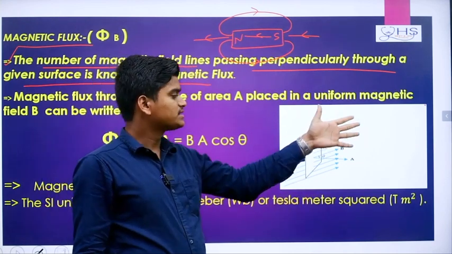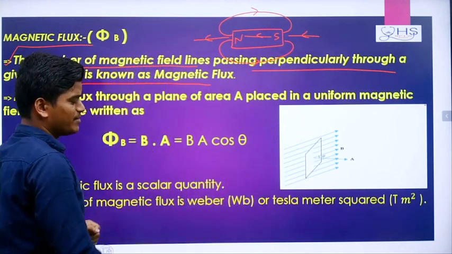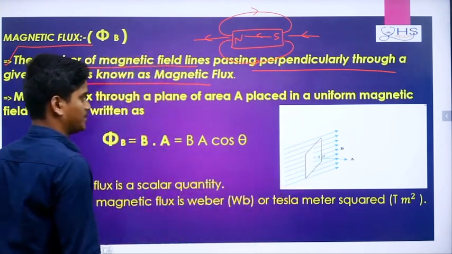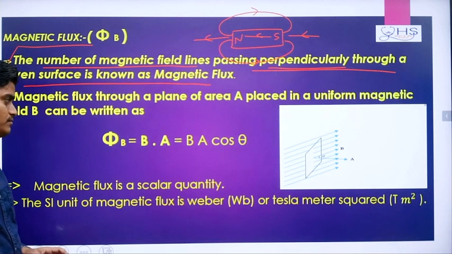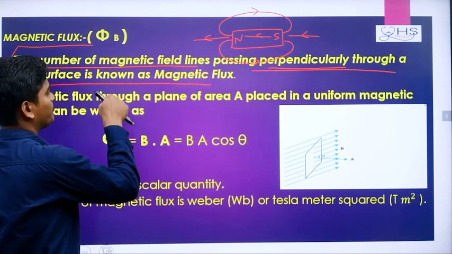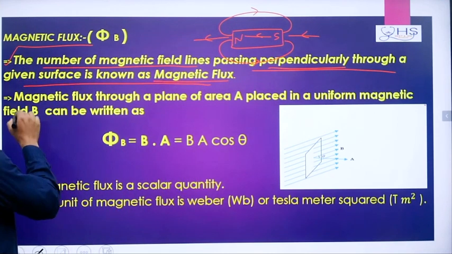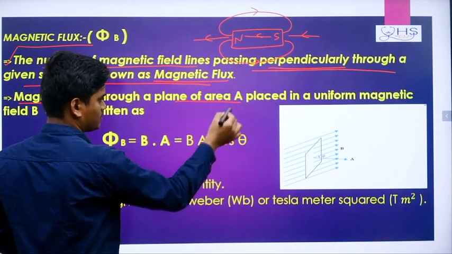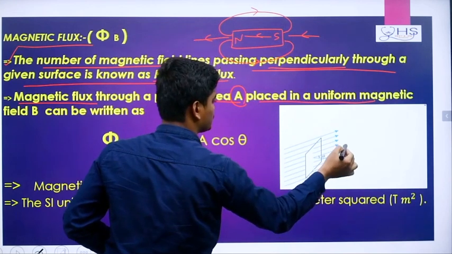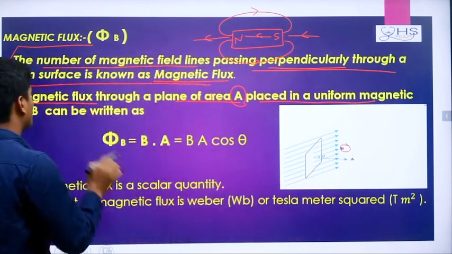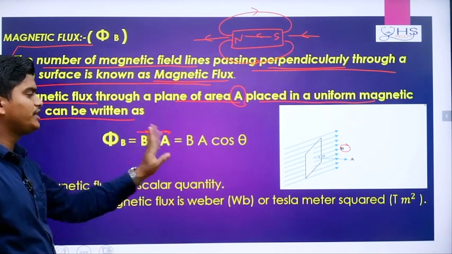So the magnetic field lines are like this, and one surface is there. How many magnetic field lines are passing through the surface perpendicularly, that is, normally, making an angle of 90 degrees? That is basically magnetic flux. Consider a plane area A placed in a uniform magnetic field B. Then the magnetic flux can be written as phi equal to B dot A.